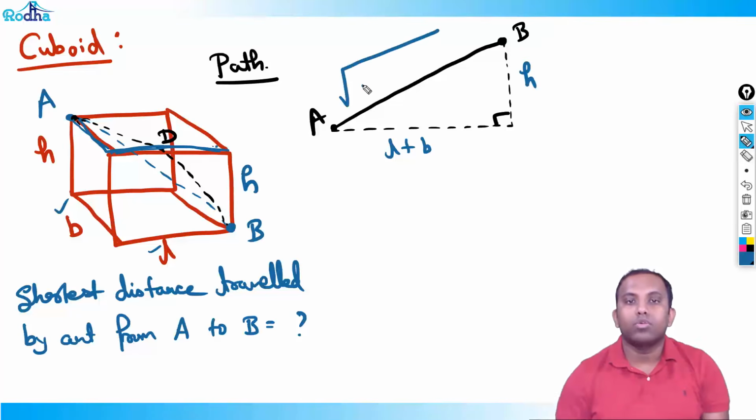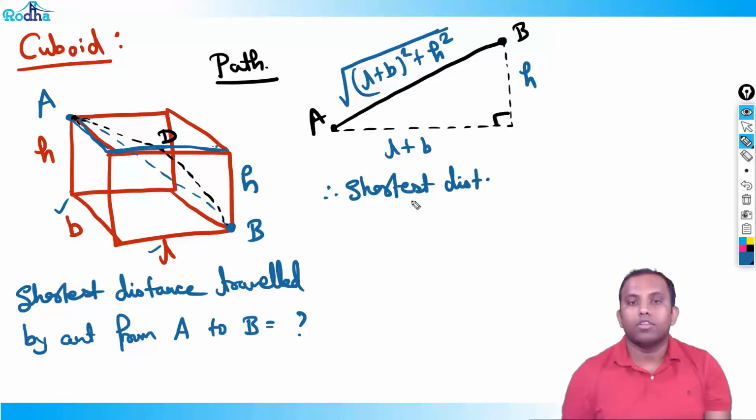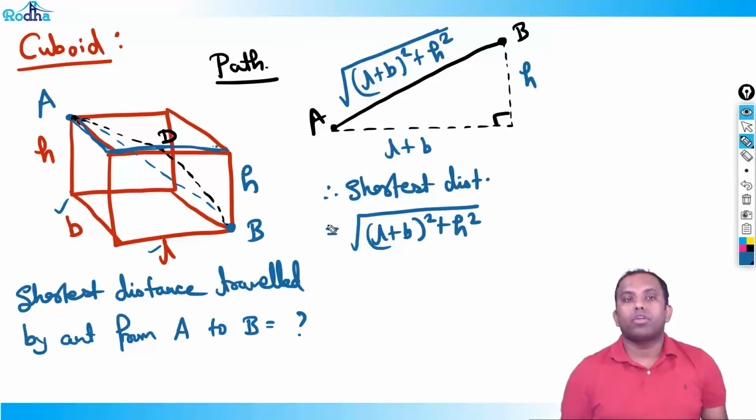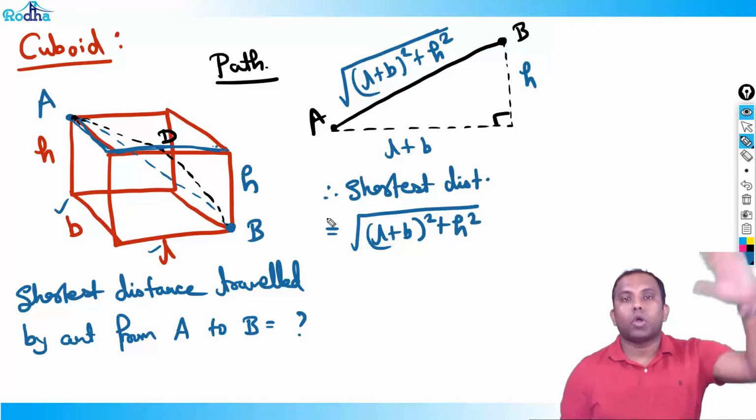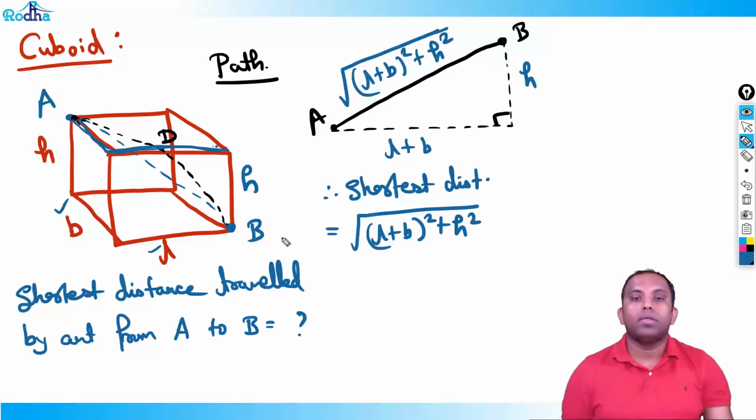So the answer is root under L plus B whole square plus H square. Correct? L plus B whole square plus H square. This is the answer. So the shortest distance AB is root under L plus B whole square plus H square. So the shortest distance for an ant to travel from the top corner to the opposite bottom corner is root under L plus B whole square plus H square.